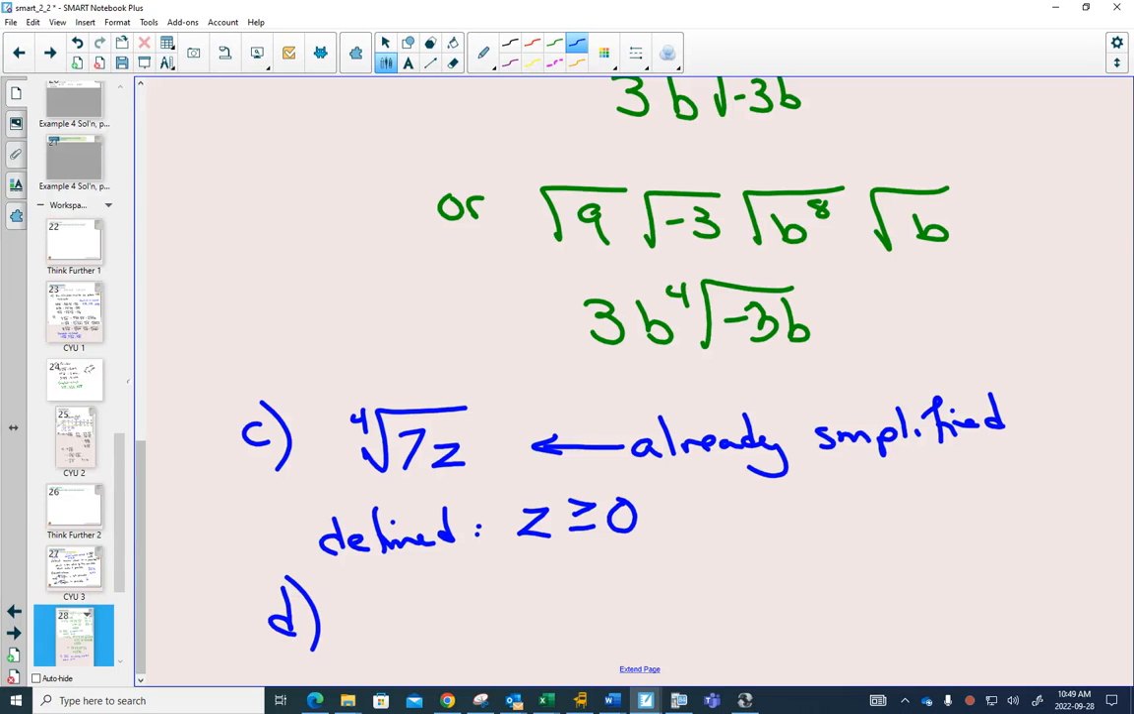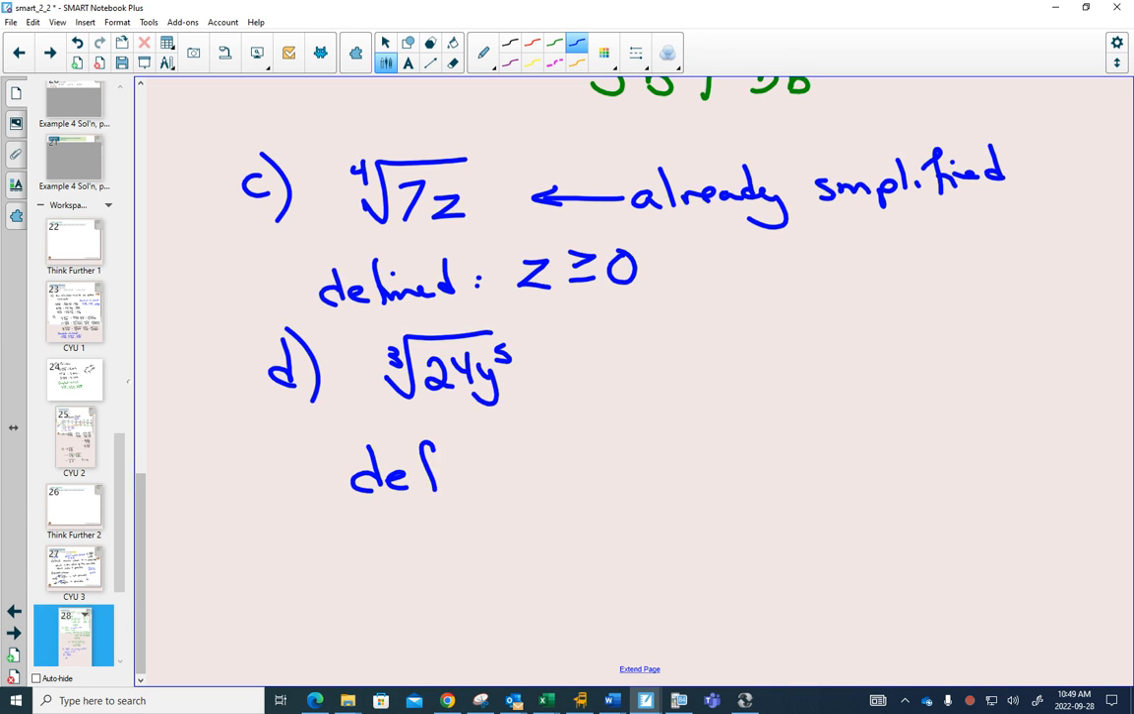And our last example, we have the cube root of 24y to the 5. When we look at defined, these are the easy ones. Because it's a cube root, it always works. So when we say when it's defined, y can be anything.